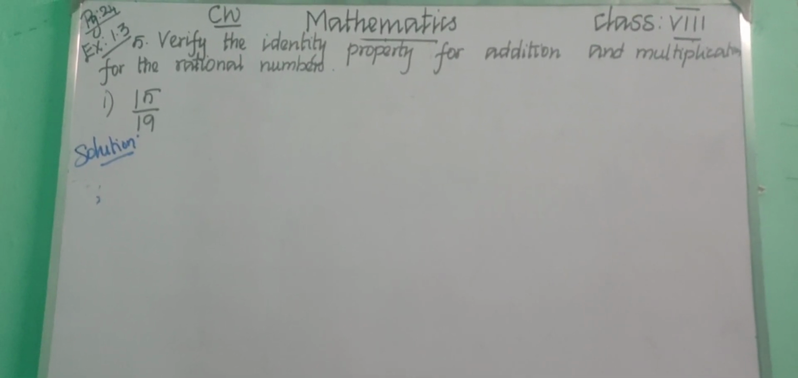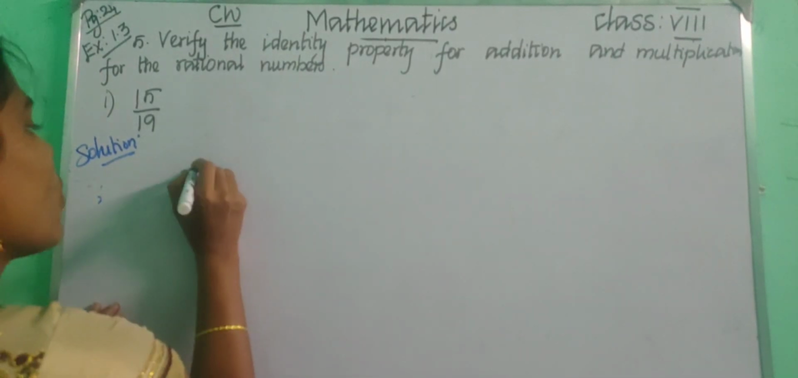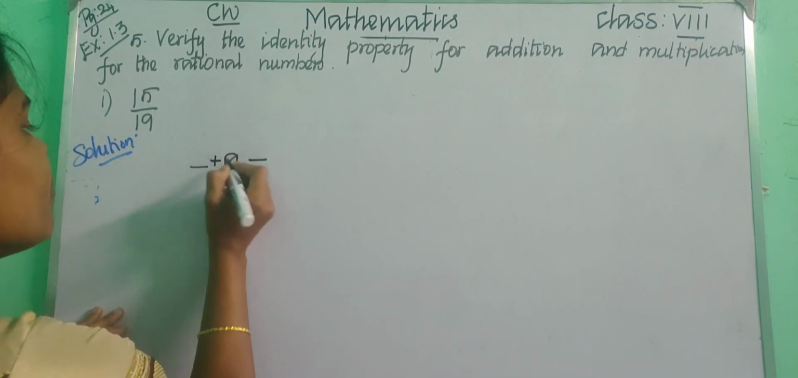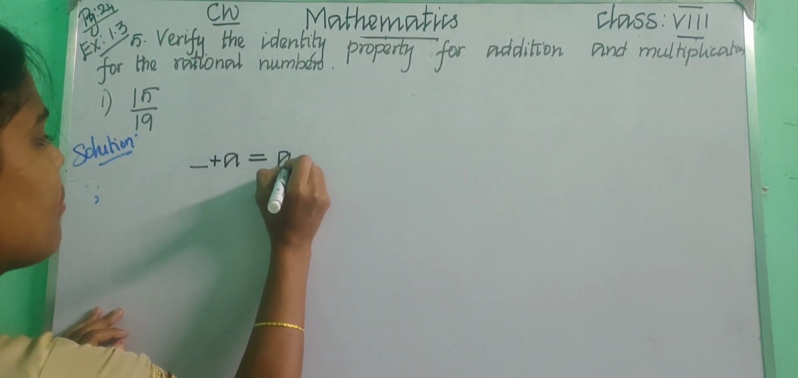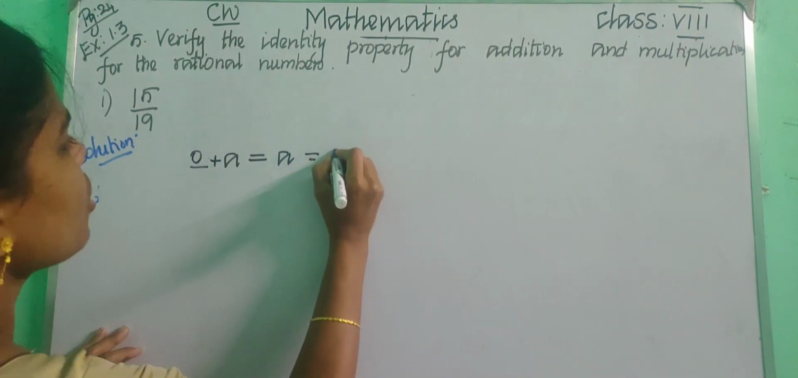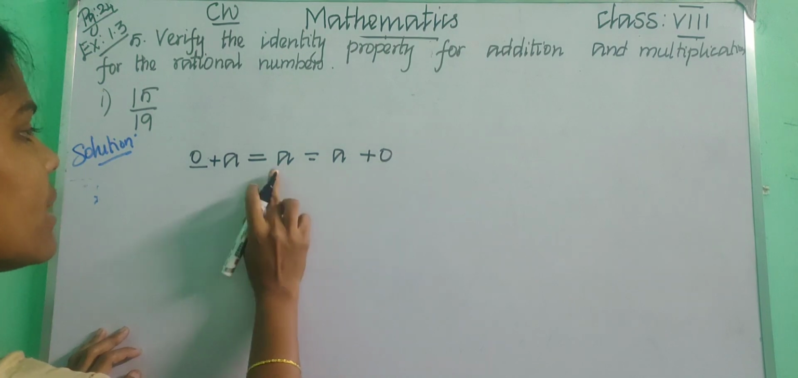Okay, let us read the question. Verify the identity property for addition and multiplication for the rational numbers. So what is this identity property? We have learned, right? Identity property means simply we need to find what will be added to this A to get the same A. So what will be added to this A? 0. And also A plus 0, you will get the same A.